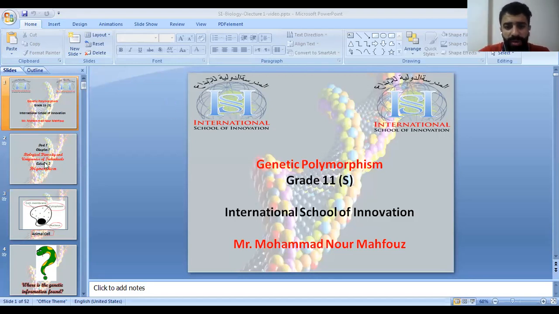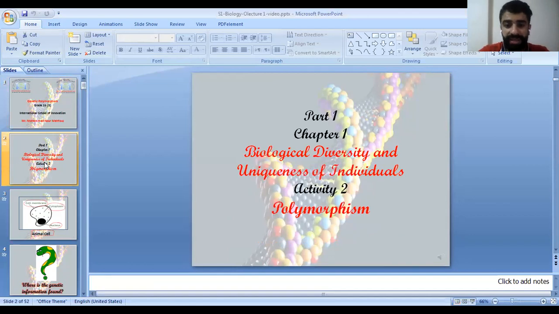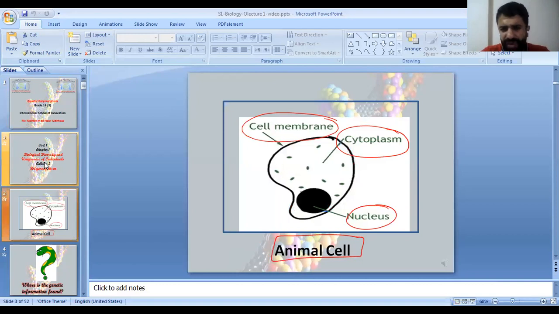We're going to start our first session talking about polymorphism, biological diversity, and the uniqueness of the individual. First of all, this is an animal cell. All of you know that the animal cell contains a nucleus that's found inside the cytoplasm and it's surrounded by a cell membrane. This is the title and drawn inside the box.